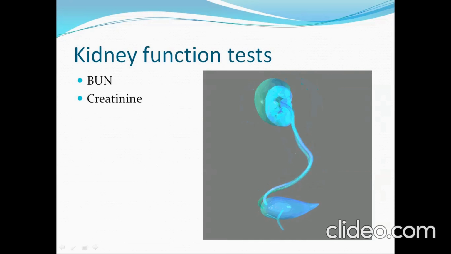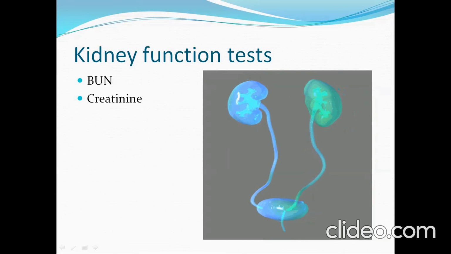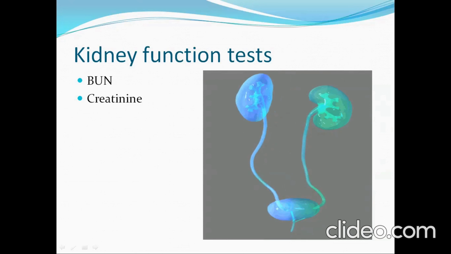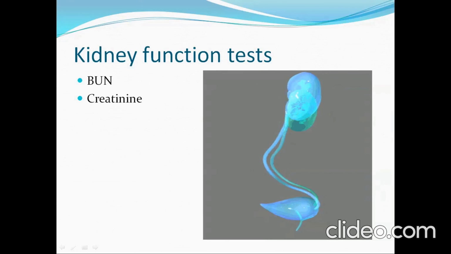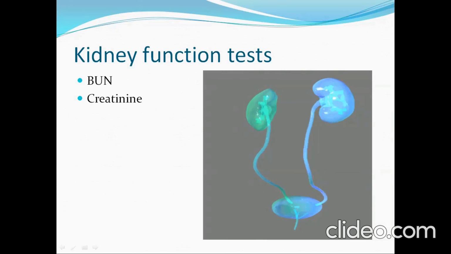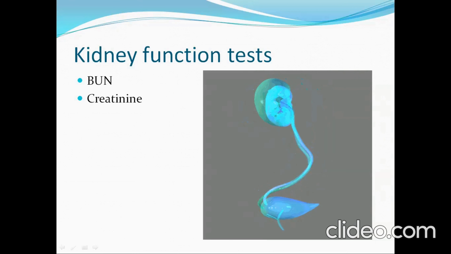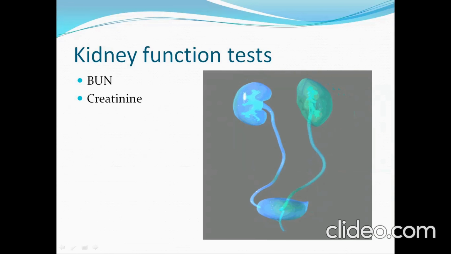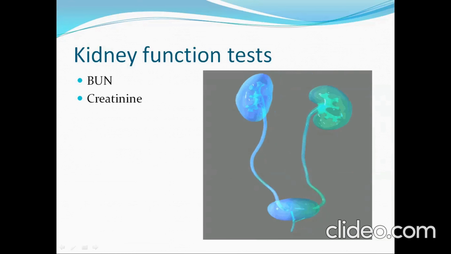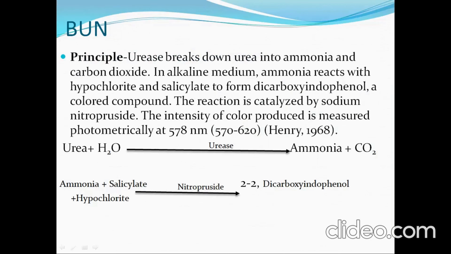The next, that is kidney function test. So for checking the function of kidney, there are two very specific biochemical tests which are utilized. One which is called blood urea nitrogen, and second which is called creatinine. Blood urea nitrogen, which is simply called BUN.